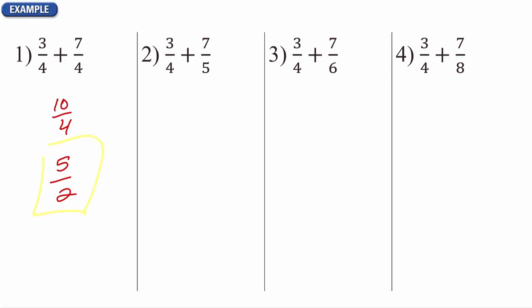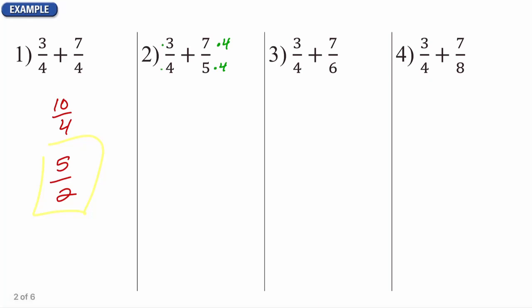Number 2, we don't have a common denominator, so we look for the least common multiple between 4 and 5, which is going to be 20. So we need to multiply the 5 by 4, which means I also need to multiply the 7 by 4 because you're really multiplying by 1. You're multiplying by 4 over 4, which doesn't change the value of the expression.